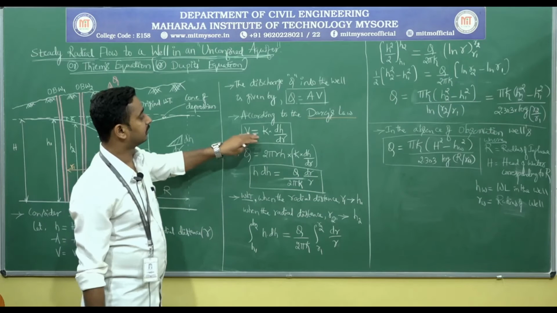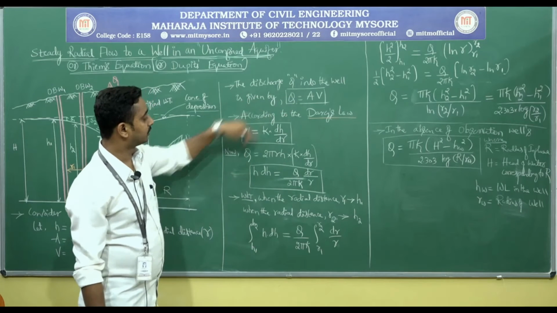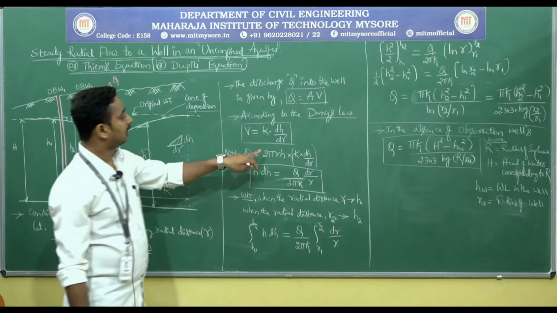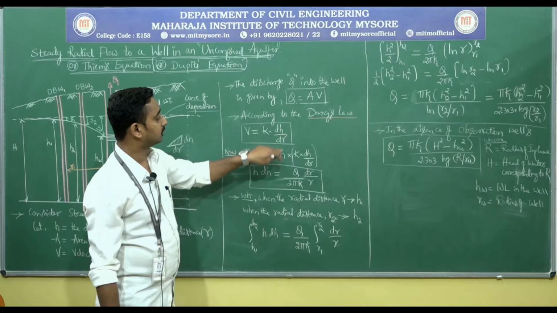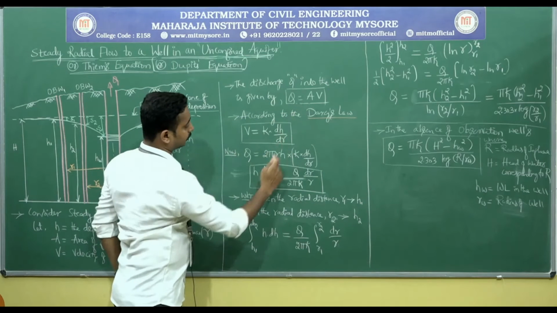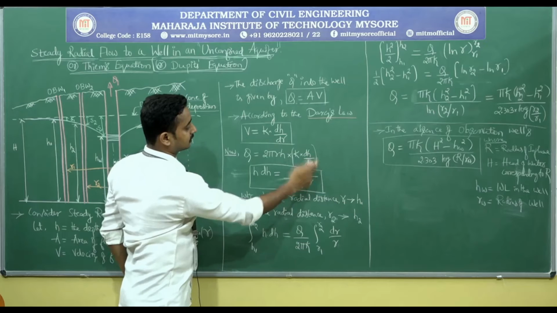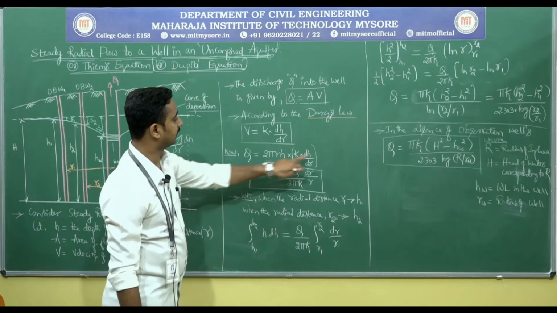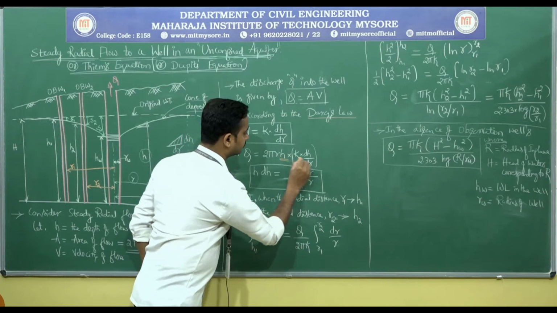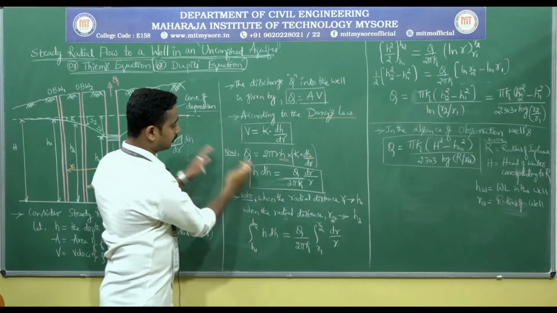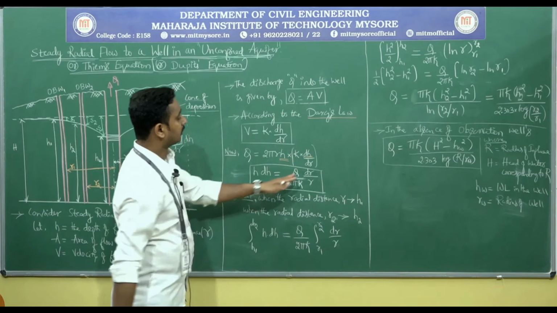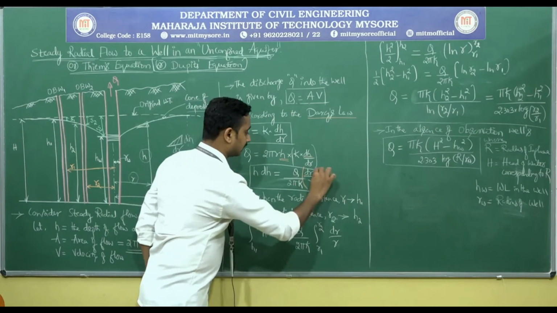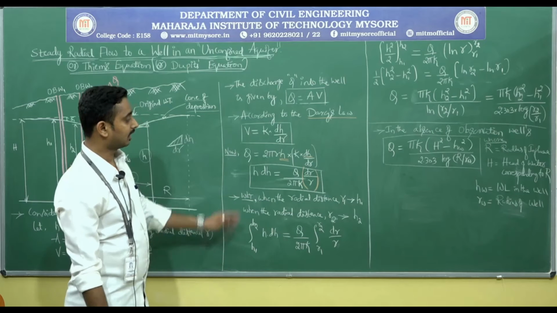Now just substitute the values into this equation. Q equals area, 2 pi R H, and velocity K into dH by dr. Just rearrange this term: H into dH equals Q divided by the remaining terms, Q divided by 2 pi K, and arrange this term dr by R.